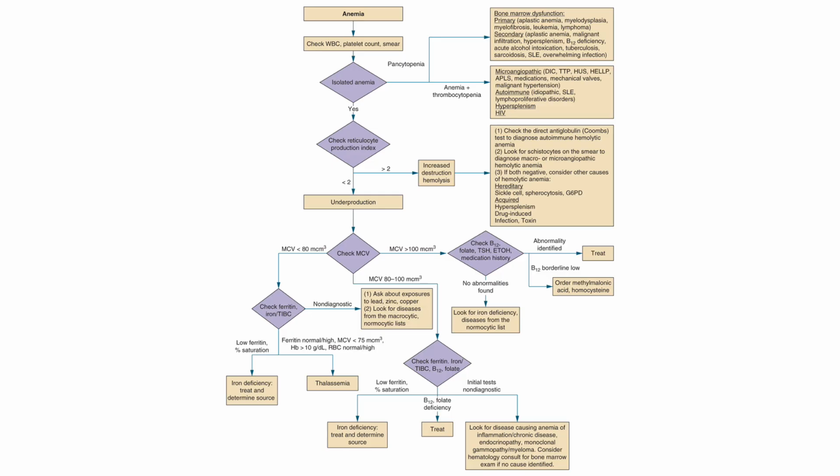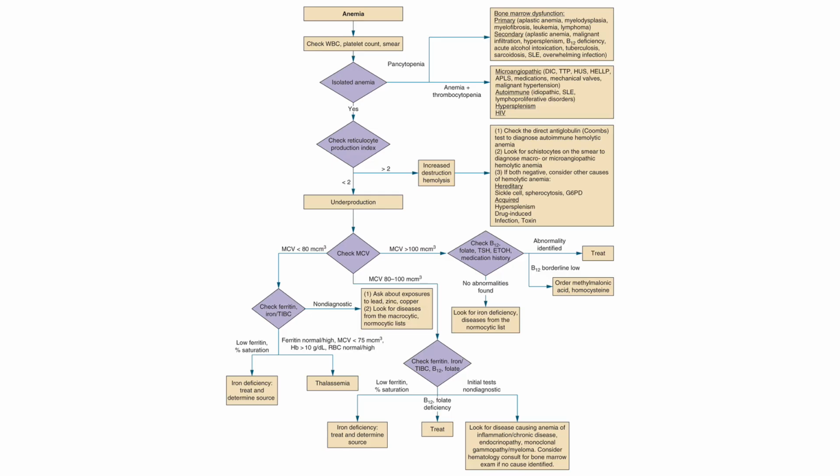So here's a nice flow chart from the book Symptom to Diagnosis, where if you have a patient with anemia, the first step is to really look to see, do they also have low white blood cell count or low platelet count, because that does affect your differential diagnosis.